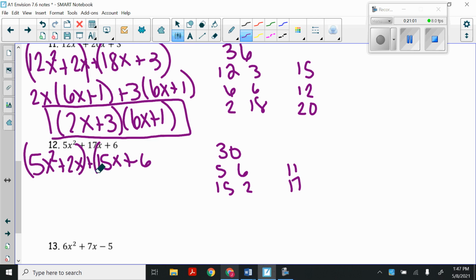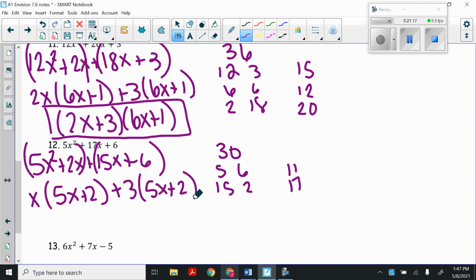I'm going to group them. 5x squared plus 2x, the only thing they have in common is an x. So then I'm left with 5x plus 2. 15x plus 6, the greatest thing they have in common is a 3. 15x divided by 3 is 5x. 6 divided by 3 is plus 2. My GCFs, x plus 3, and then what I ended up with in parentheses, 5x plus 2. There's my answer.